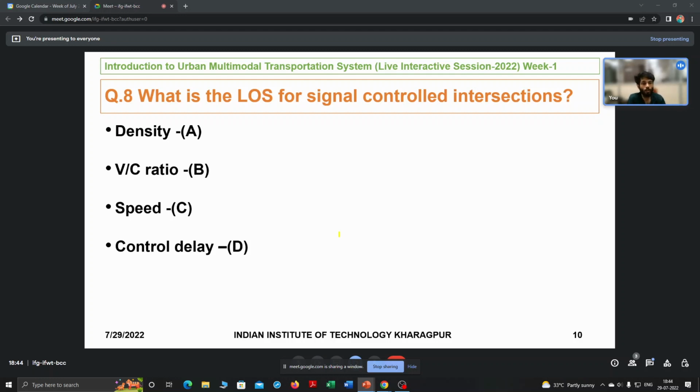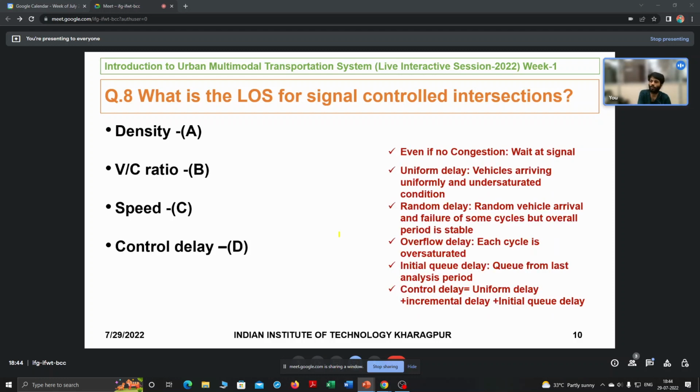So then the control delay. So what is this control delay? It is governing the LOS. Actually at a particular intersection, what you are experiencing is the delay, because for that signal you have to wait, so your travel time increases, that is basically the delay. So here it is particularly the control delay.